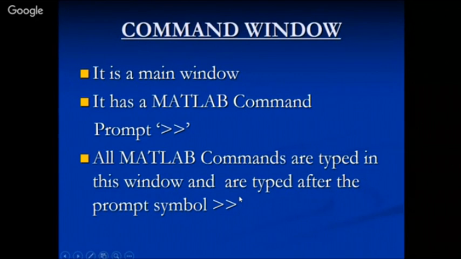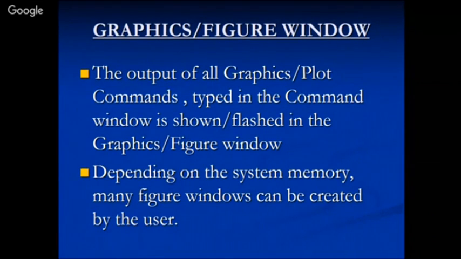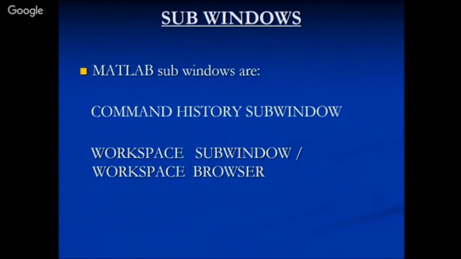Okay, so next is the command window. In the command window, that is the main window, you have this prompt where you write the program. And the graphical window, that also I have shown you. Edit window, that is the M file that we know. Sub window, so the history window. I showed you the history sub window, and the workspace also, that is also a sub window.